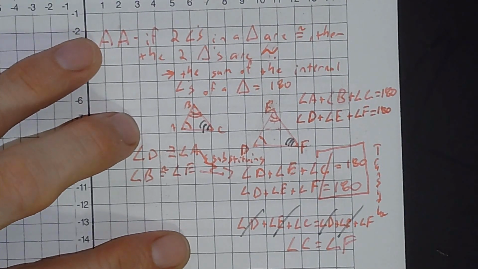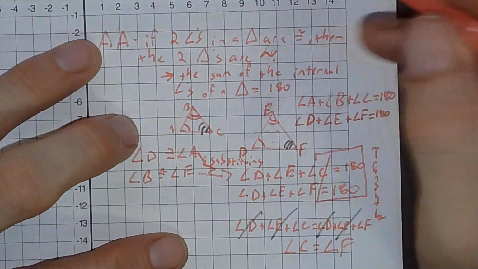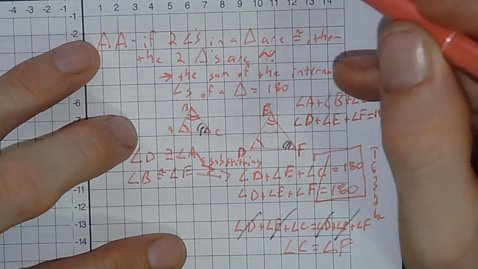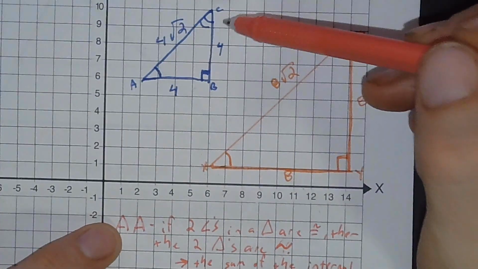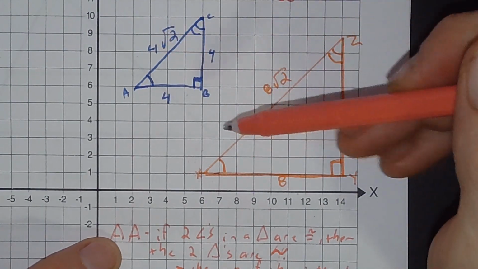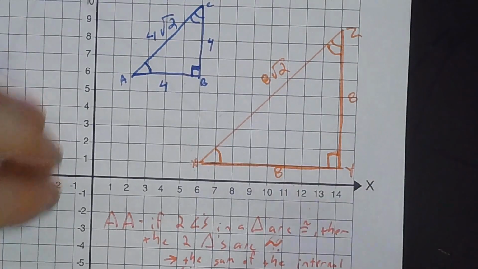That's just angle-angle, right? So if you have two angles in a triangle that are congruent, then those two triangles are at least similar, right? Two angles that are congruent, then these two triangles are at least similar. And that's called the angle-angle similarity theorem. Okay, so that's one of them.